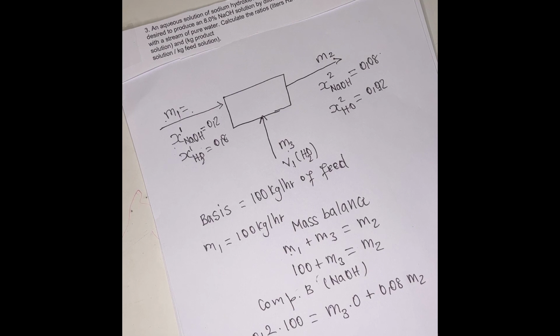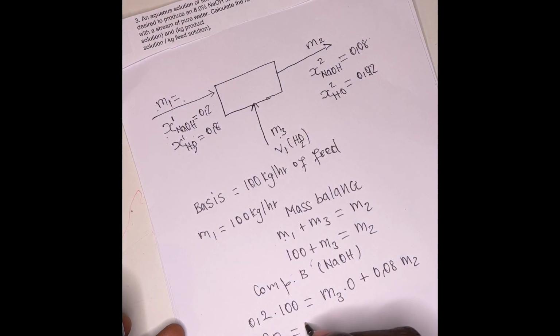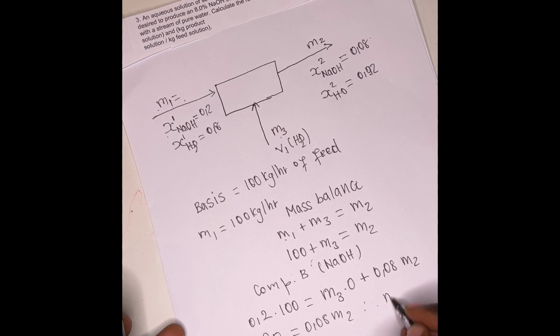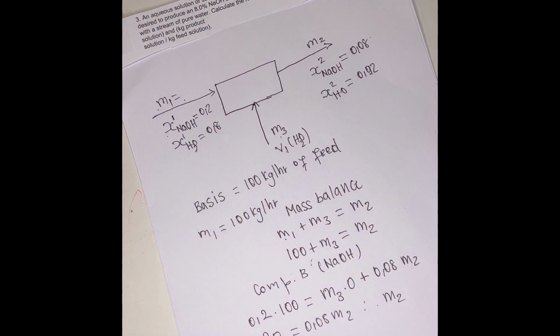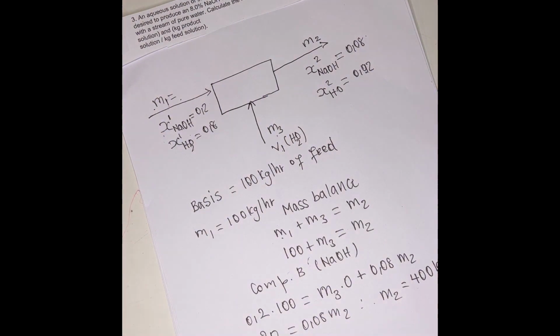So from here we can solve. 0.2 times 100 is 20, so here we have 20, and here 0.08 M2. Let's solve for M2. We divide 20 by 0.05, and we get 400 kilogram per hour. That is the mass flow rate.